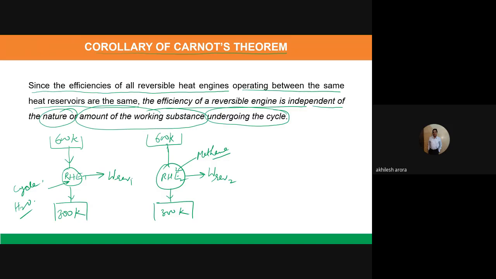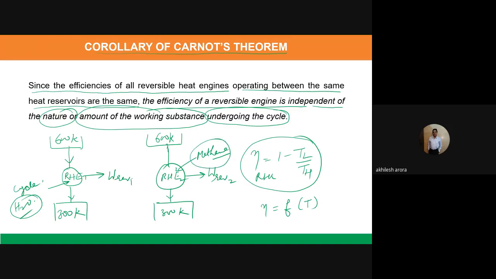Carnot said that if you have a reversible heat engine, then you will get the maximum efficiency, and its efficiency will be given by 1 minus TL over TH if it is a reversible heat engine or the Carnot engine. Now, once we know that this efficiency is a function of temperature only, there is no question of whether it is operating on water or whether it is operating on methane. So that is the corollary of Carnot's theorem.